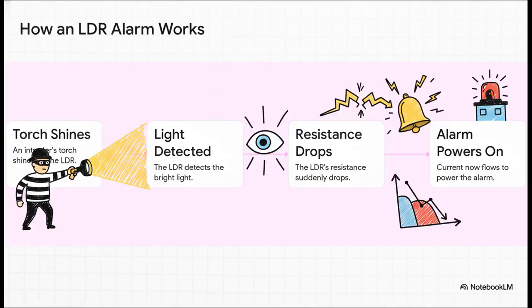So, what's a real-world example? A burglar alarm. It's perfect. Imagine an LDR sitting in a dark room. Its resistance is super high, so the alarm circuit is off. But then, an intruder shines a flashlight. Bam! The light hits the LDR, its resistance instantly drops to zero. Current suddenly flows, and the alarm starts blaring. It's such a simple but brilliant way to use a sensor.